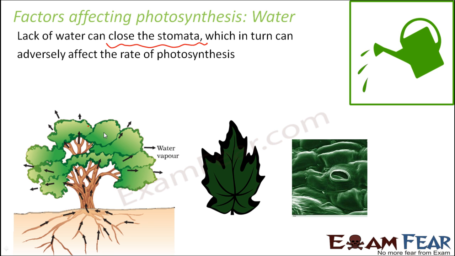If the stomata doesn't open, it will not be able to take in carbon dioxide. So carbon fixation will not be able to take place. If carbon fixation is not happening, photosynthesis will not be able to take place. So water plays a very major role in controlling the process of photosynthesis, and therefore water should be supplied in adequate quantities to the plants.